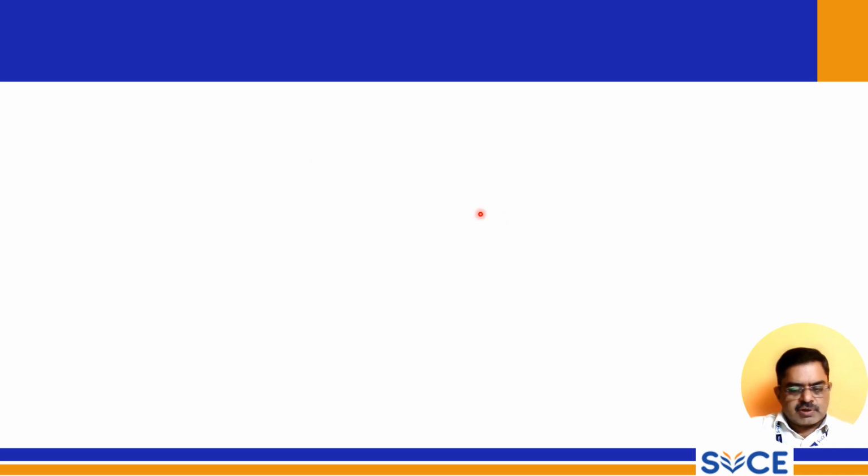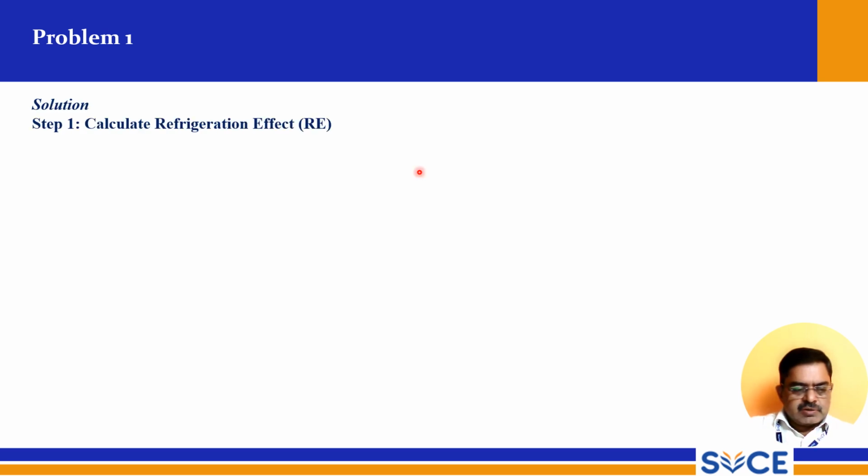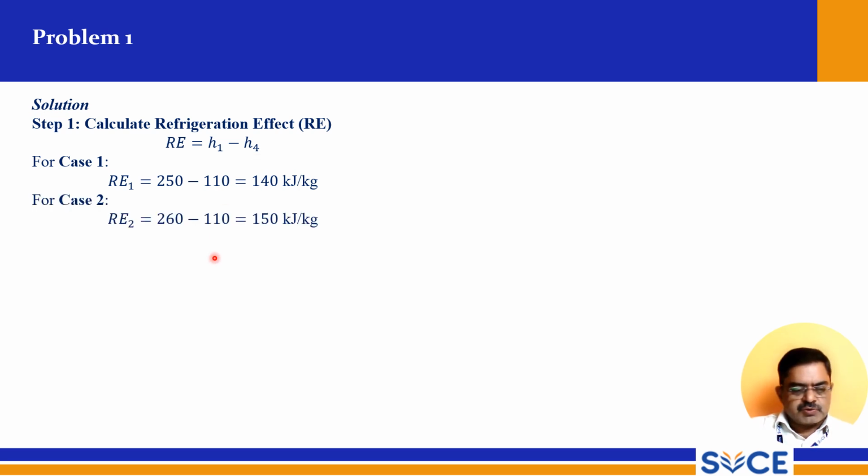So the solution is very simple, you can solve this very easily. We have to find the refrigeration effect first with the available enthalpies. So first we calculate the refrigeration effect, RE equal to H1 minus H4. For case 1 it is 140 kilojoules per kg. We know H1 and H4 from the refrigeration table for the given refrigerant. And for case 2 it is 150 kilojoules per kg.